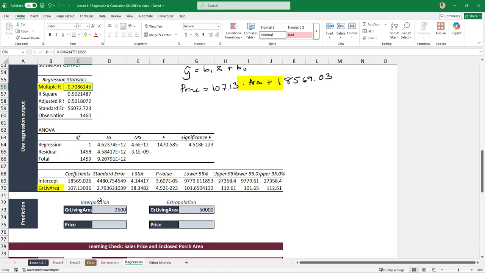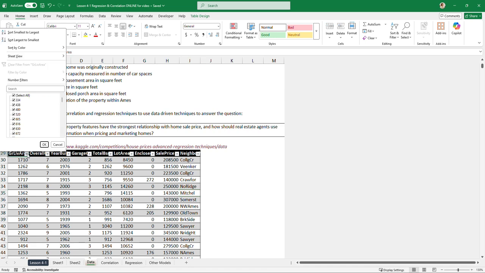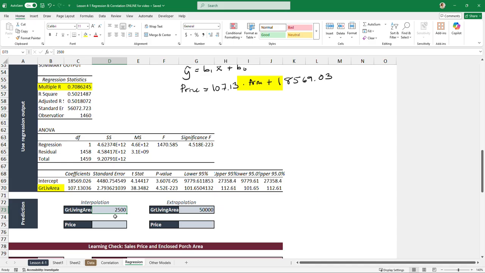So now that we've talked about this output, we'll use the output for interpolation and extrapolation. For the interpolation, what that means is we pick a value for the living area that is inside of the range of data values. If you look at possible values for the above ground living area, we have all the way from 334 square feet up to about 5,600. So I picked a value near the middle at about 2,500, kind of an average number of square feet. And we want to try to predict the price based off of that number of square feet.